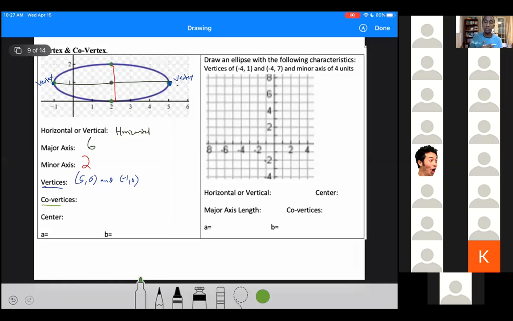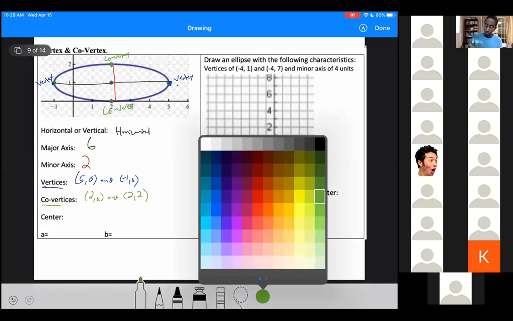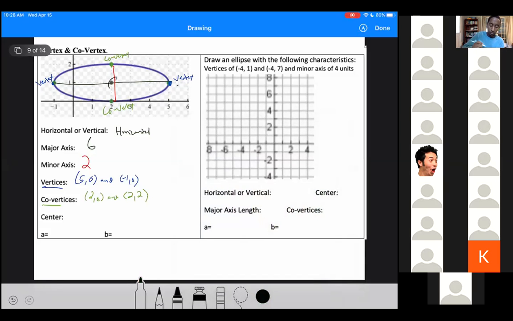Co-vertices would be at the ends of the minor axis. So let me label this as a covertex. This is a covertex, and this is a covertex. That would be 2, 0 and 2, 2. So covertices are at the ends of the minor axis. Vertices are at the ends of the major axis. The center is just the center in the middle. So that is 2, 1 in this case.